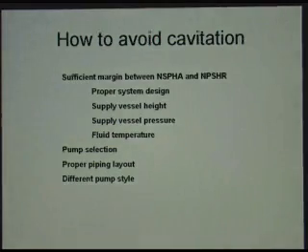So how do we avoid cavitation? Well, we want sufficient margin between the NPSH available from the process and the NPSHR required by the pump. We get that by the proper system design. Sometimes we get it by supply vessel height, or the supply vessel pressure, fluid temperatures, pump selection, proper piping layout, maybe even a different pump style.